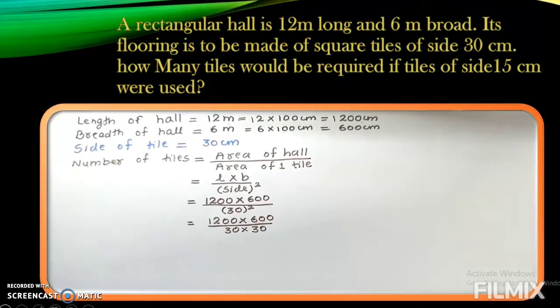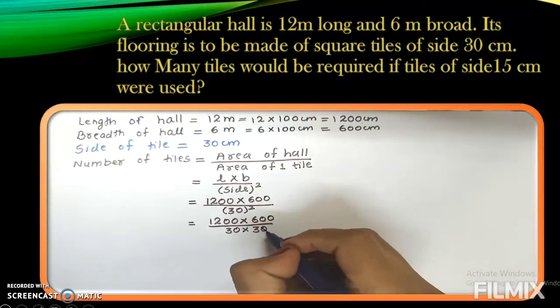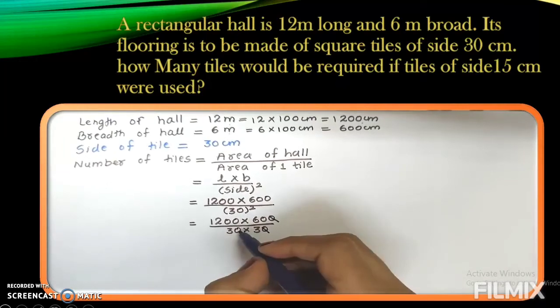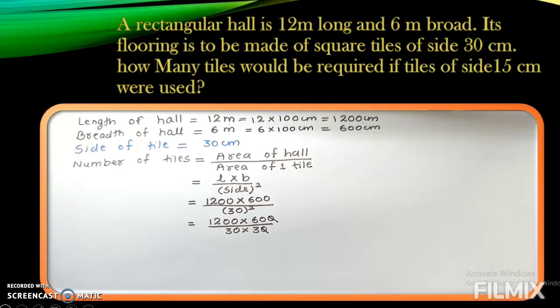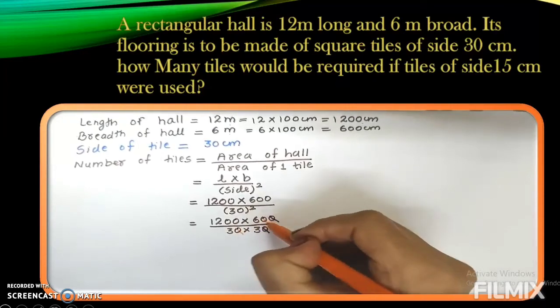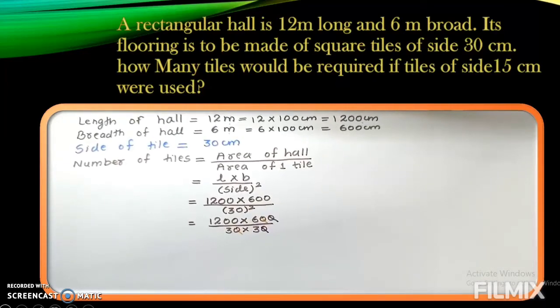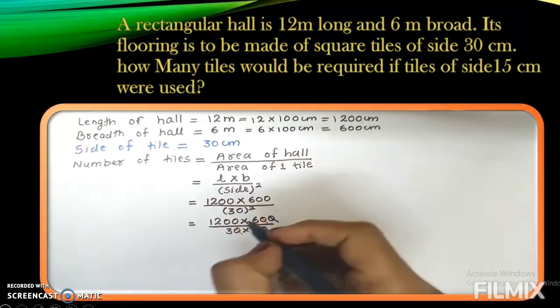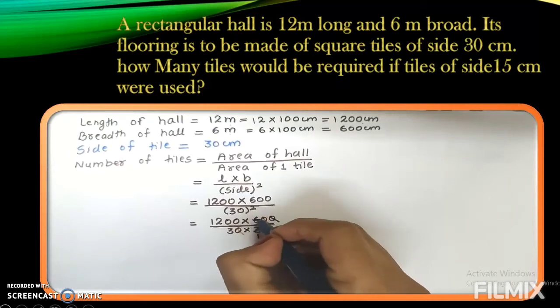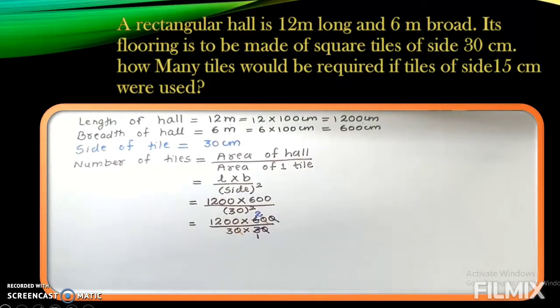Now we'll proceed ahead. We will do the cancellation. This 0 we will cancel here. This another 0 we will cancel with this 0. Now if we see 3 and 6, both are coming in the 3 table. So we will apply the 3 table here. 3 1s are 3. 3 2s are 6.